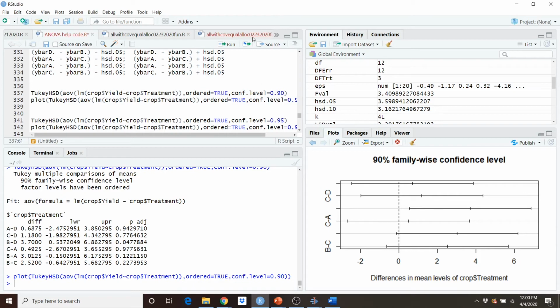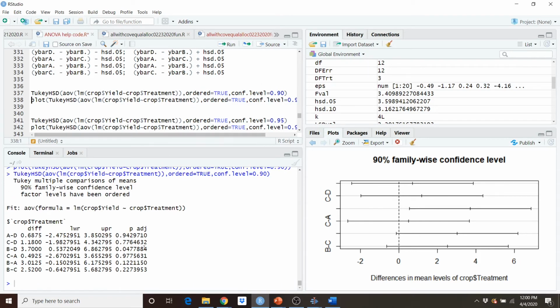So if I run this, notice here are my comparisons. A minus D, C minus D, B minus D, C minus A, B minus A, and B minus C. Now, this is slightly different from how we looked at this by hand. We looked at D minus A and D minus C and D minus B, and A minus C and A minus B and C minus B.